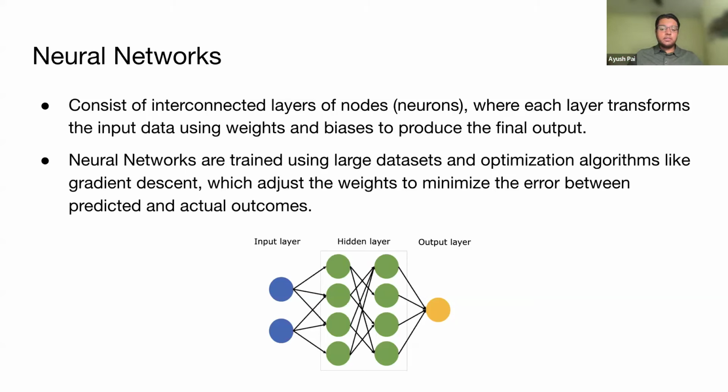Training a neural network involves using a large data set and optimization algorithms like gradient descent. The weights are these lines that connect one neuron to another, and that predicts what's going to be in the next layer and ultimately what's in the output layer, which is your final prediction. Gradient descent adjusts these weights and biases to minimize the error between the predicted and actual outcomes. I'll go over this in the next slide.